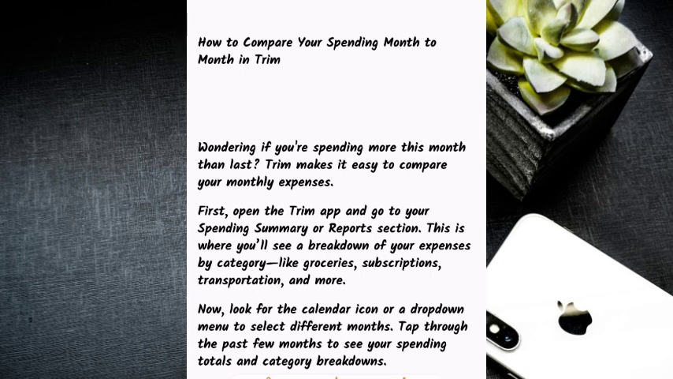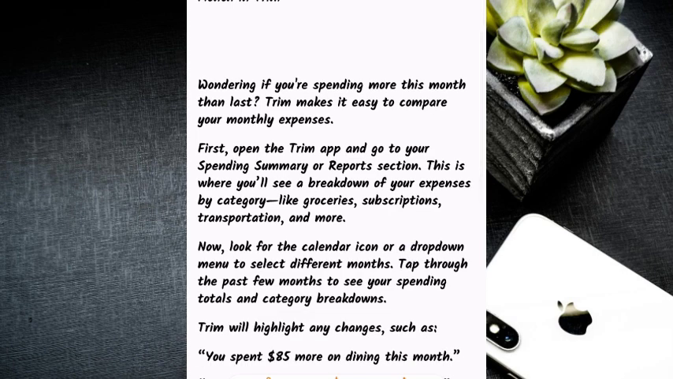First, open the Trim app and go to your spending summary or report section. This is where you're going to see a breakdown of your expenses by categories like groceries, subscriptions, transportation, and more. Now you're going to look for the calendar icon or a drop-down menu to select different months. Tap through the past few months to see your spending totals and category breakdowns.